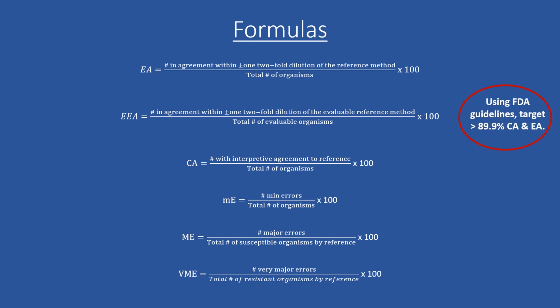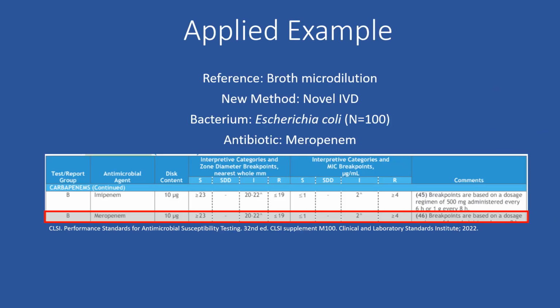Now, FDA suggests that manufacturers target 90% or above for CA and EA, and less than 3% for major errors, and 1.5% for very major errors. These are not definitive values, and each manufacturer should work directly with the FDA to determine the appropriate conditions for their technology to meet. Let's now look at an example.